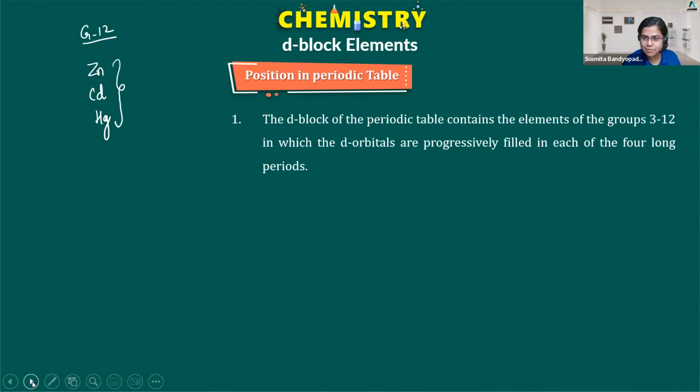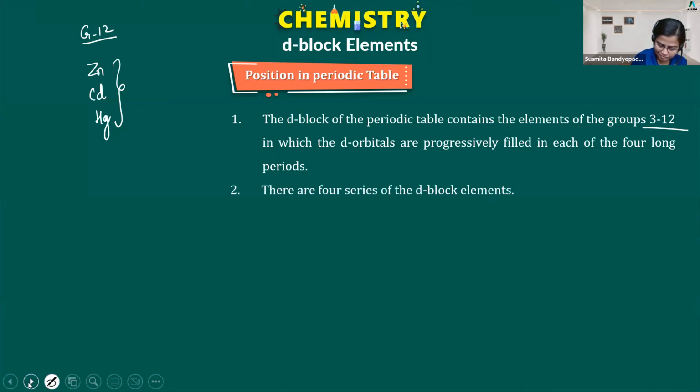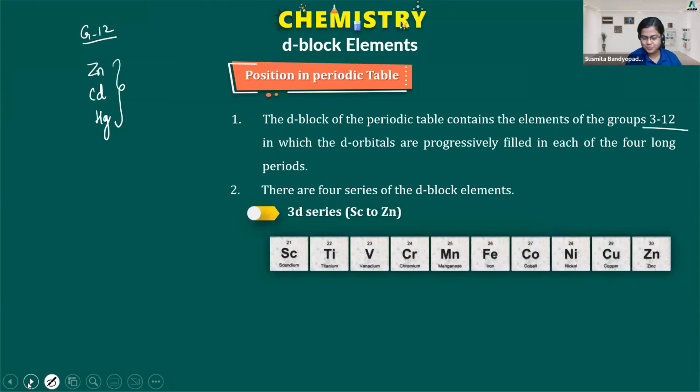In between s and p, in the middle, they are sitting in the middle row. Groups 3 to 12 are the ones in which the d orbitals are successively or progressively filled in four periods. Which periods? Fourth period, fifth period, sixth period, seventh period. So there are four series.